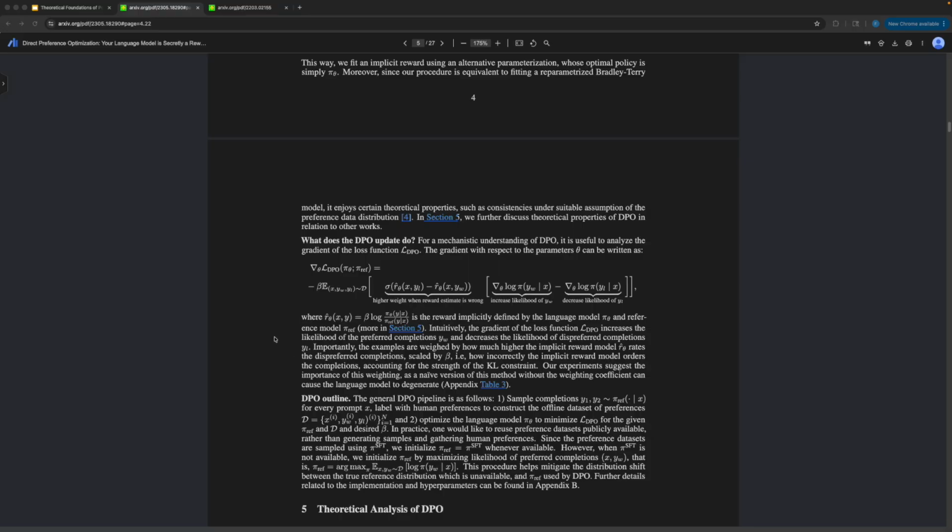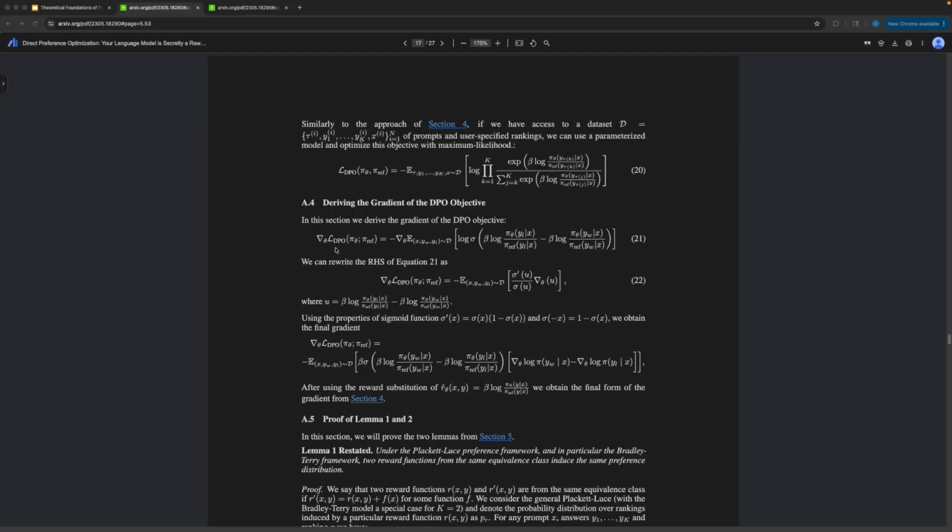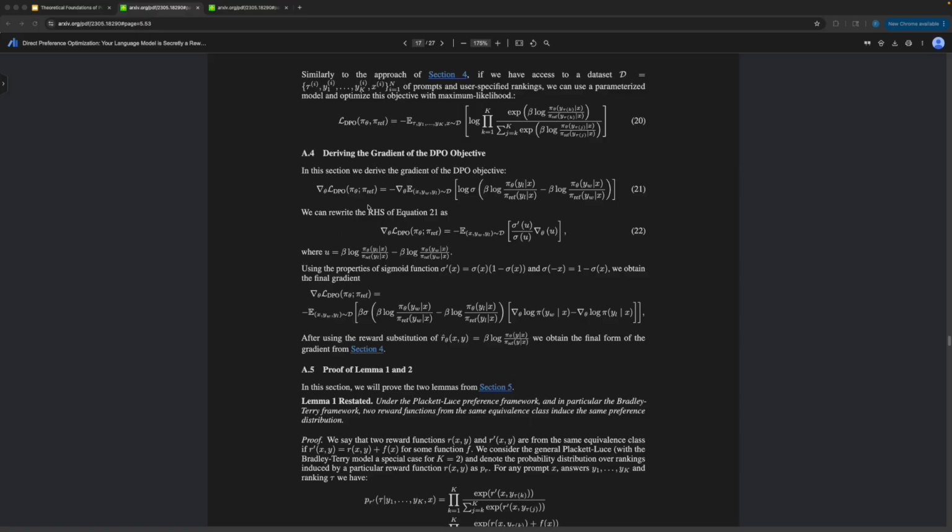Now let's look at the derivation of the exact gradient formula. So now let's look at the derivation of the gradient of the DPO objective. While going through the derivation in the paper, I just noticed that there's a slight error made by the authors.